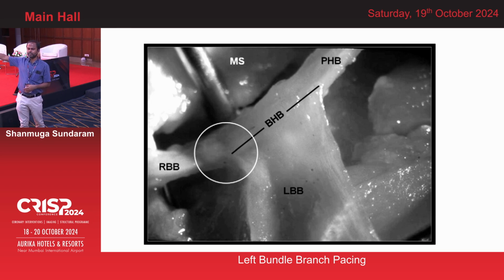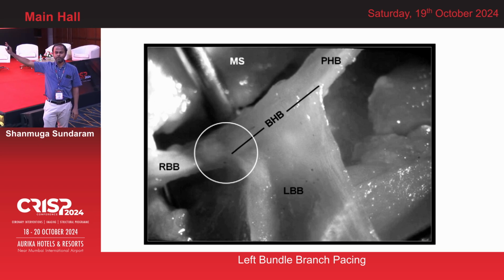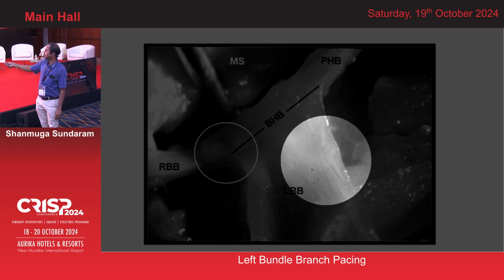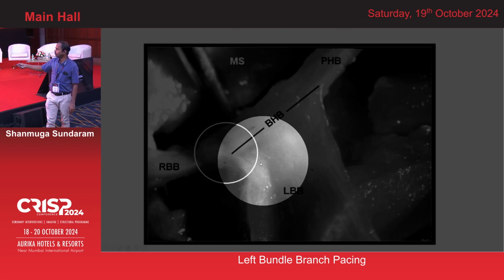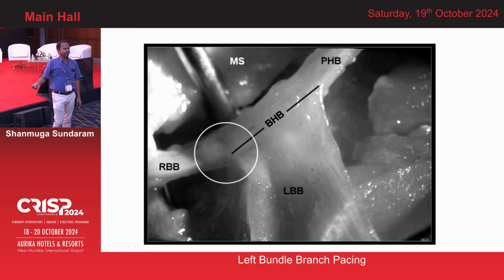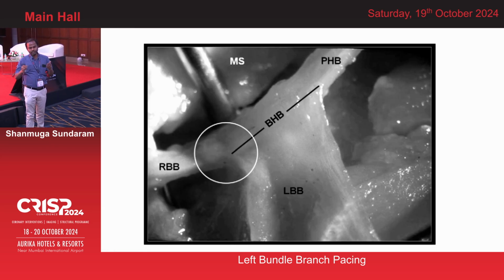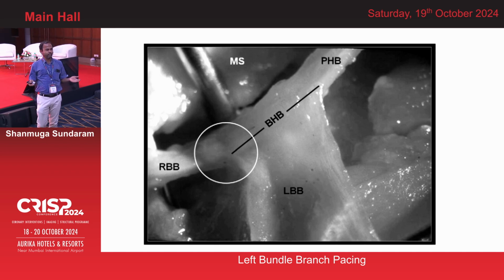So this single picture will tell you why we prefer left bundle pacing over his bundle pacing. You can see the his bundle, which is probably a thin cord, and you can see how broad the left bundle fibers are. This broad left bundle gives a wide target area for deploying the lead, but there you can see the his bundle, which is probably 1 to 2 millimeters. The margin of error is very, very less.